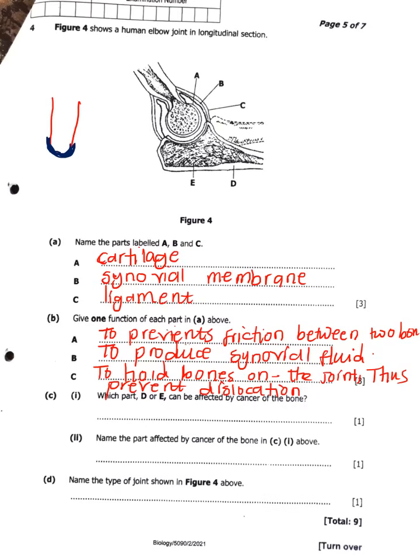Now let's move on to question C, Roman number 1. Which part, D or E, can be affected by cancer of the bone? So cancer is a condition where there is over multiplication of cells in a given region. So from E and D, which one? So we can say we have part D.